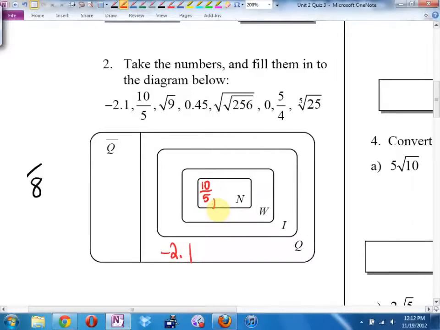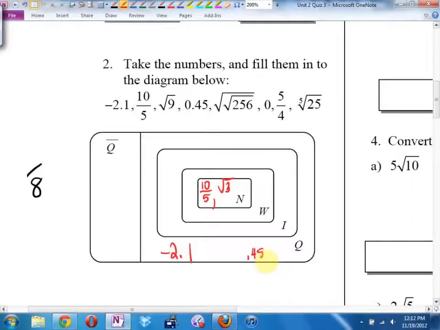Square root of 9. What's the square root of 9? 3. Works out evenly. 3, and that is a natural number as well. It goes in there. 0.45. That's a rational number.